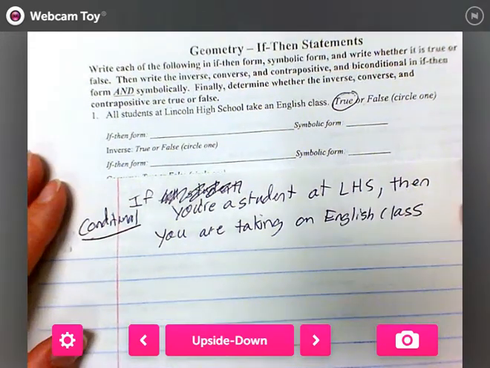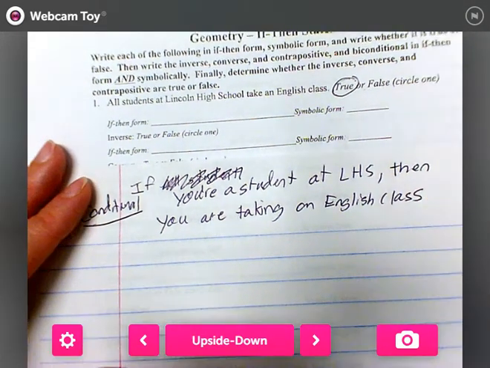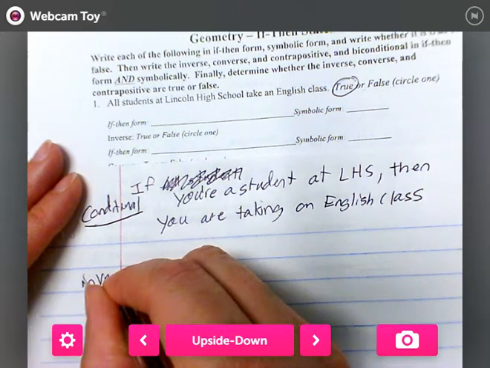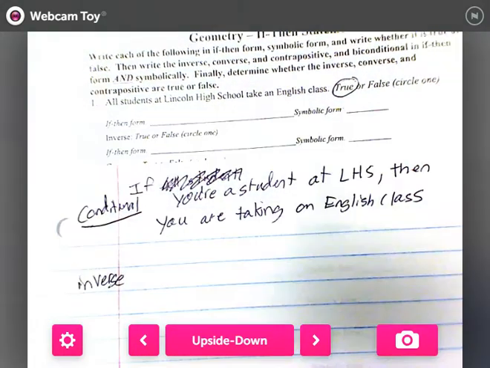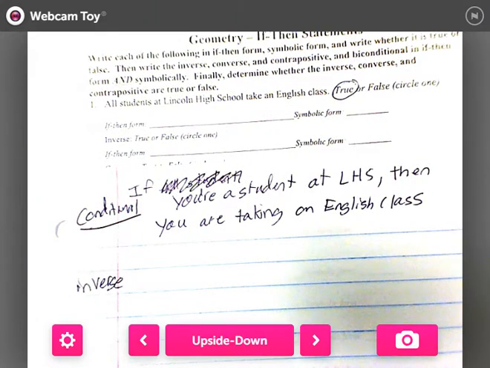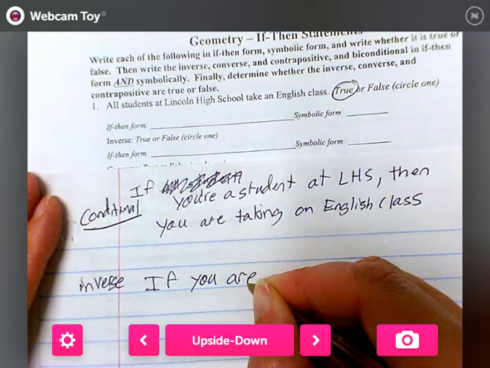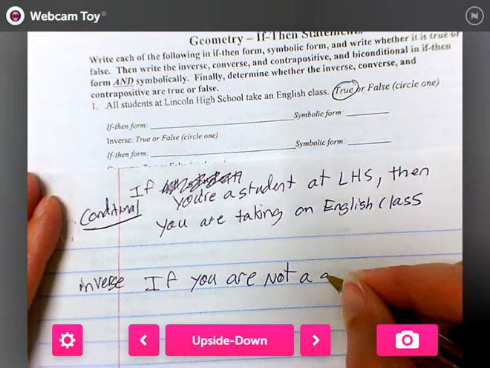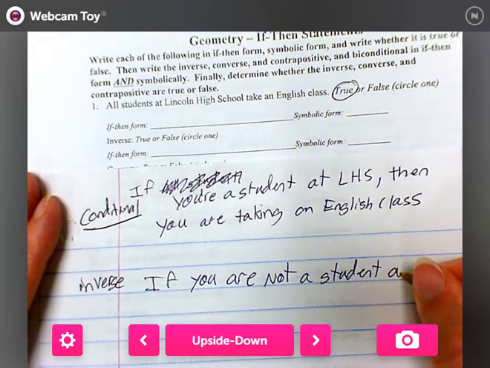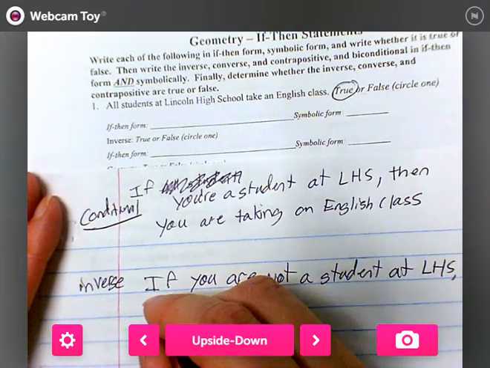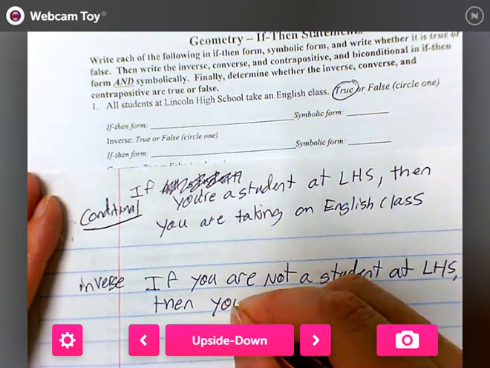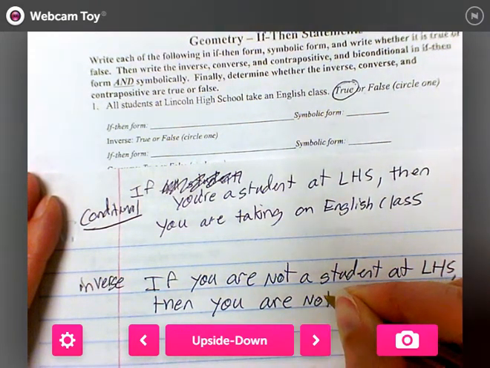Okay, now we're going to look at inverse. So inverse means what again? Look at your notes. What does inverse mean? We're going to put what in there? Anybody? Not the opposite. We're going to put the word not in there. If you are not a student at Lincoln High School, then you are not taking an English class.